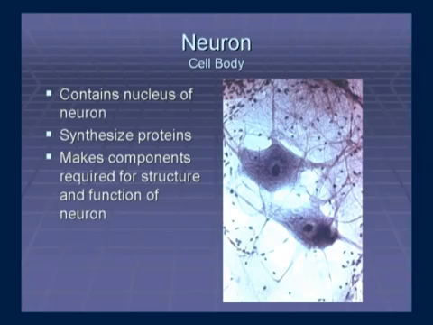Starting with the cell body, here you can see two cell bodies of two different neurons, and within them you can see kind of a dark purple egg-shaped nucleus. The nucleus is where all the activity is occurring in the cell body. It synthesizes proteins and a lot of the other regulatory mechanisms of the entire neuron. It'll make basically everything that the neuron needs for structure and for function.